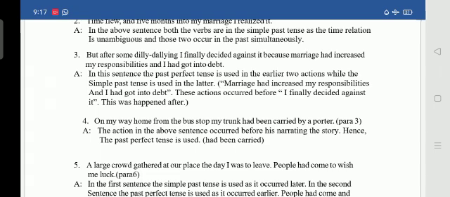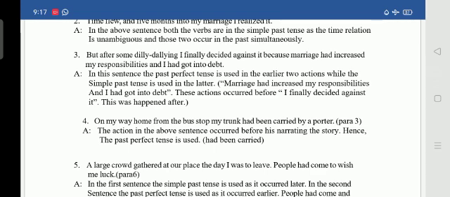In this sentence, the past perfect tense is used in the earlier two actions, while the simple past tense is used in the latter. Marriage had increased my responsibilities and I had got into debt. These actions occurred before I finally decided against it. This happened after. So what you have to write is: in this sentence the past perfect tense is used in the earlier two actions while the simple past tense is used in the latter.